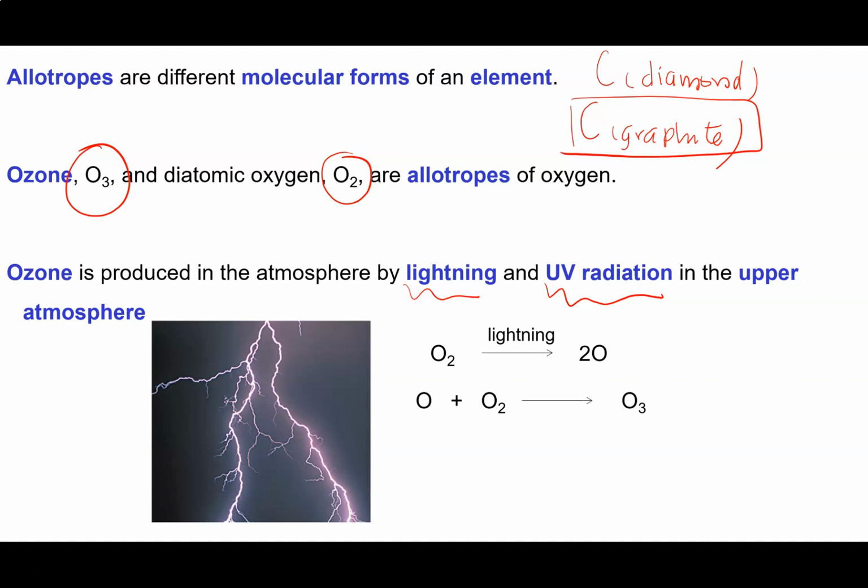So what happens is when there's a lightning strike or we have really high intensity light, O2 molecules get broken apart into individual oxygen atoms, and then they combine with O2 molecules to make the ozone molecule. So we're going to go through and draw the Lewis structure of ozone and see how it's a little more complicated than what we've seen previously.